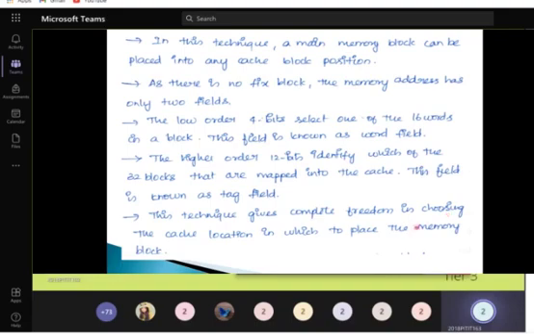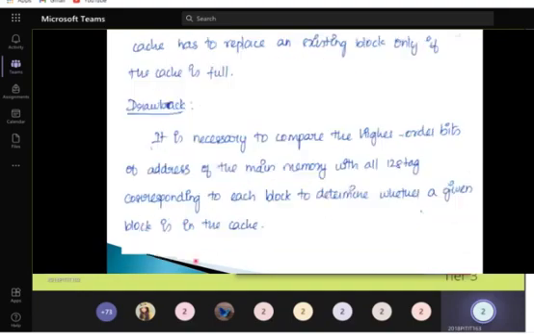So this technique gives complete freedom in choosing the cache location in which to place the memory block. So the cache has to replace an existing block only if the cache is full.